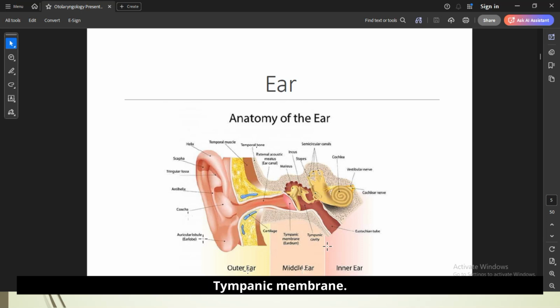Tympanic membrane. This is very, very important. Where is the tympanic membrane located? Which part of the ear: outer, middle or inner? The answer is the middle ear. The tympanic membrane comes under the middle ear.